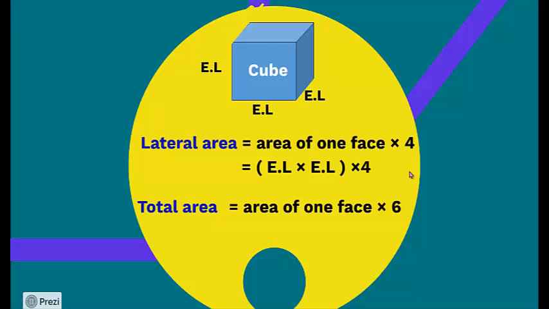So it's logical that if I have the area of one face, I will be able to calculate the total area by multiplying the area of one face by 6. What is the area of one face? We said that the area of one face is edge length times edge length. Why? Because the face is in the form of a square. So as a result, total area equals edge length times edge length times 6.